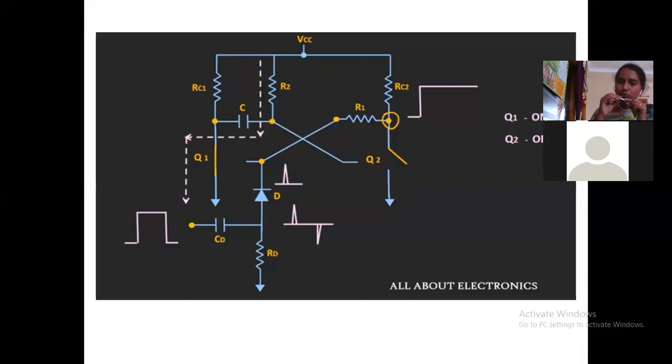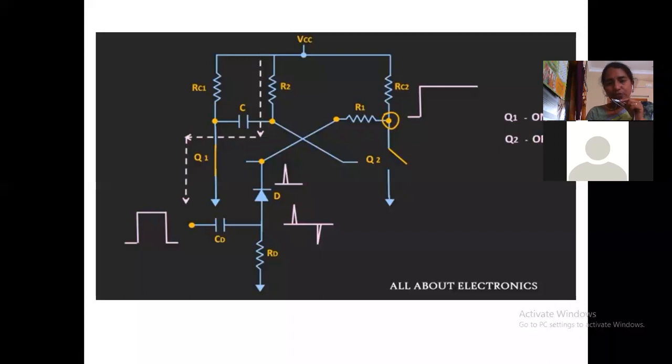When the capacitor starts charging, the voltage across the capacitor increases, right? When the capacitor voltage reaches 0.7 volts, this voltage is given to the base of Q2. So when the voltage across the capacitor is 0.7, transistor Q2 enters the conducting state, right? Q2 enters the saturation region, so it acts as a short circuit. In a short circuit, the output voltage is 0 volts, right?